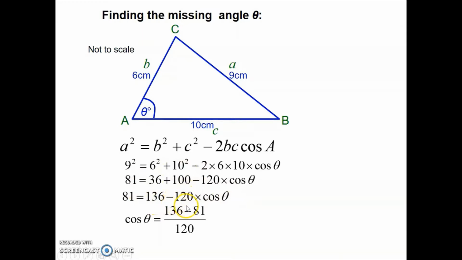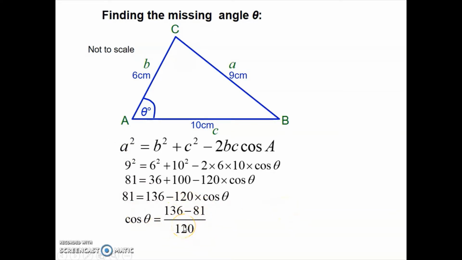So we've ended up rearranging things to have cosine of theta on the left-hand side. Cosine of theta, which is cosine of capital A, which is what the second version of the cosine rule looks like. So essentially, it is a rearrangement of the first version, and we can apply either.